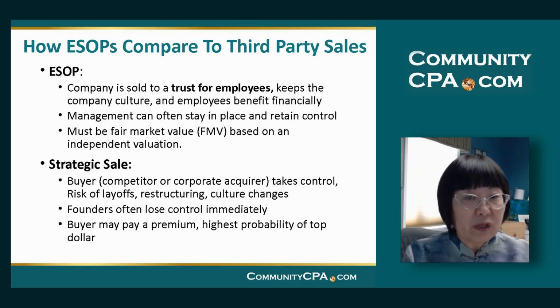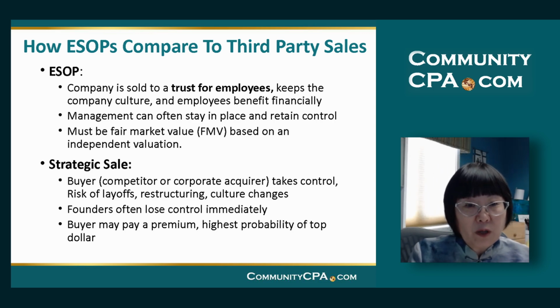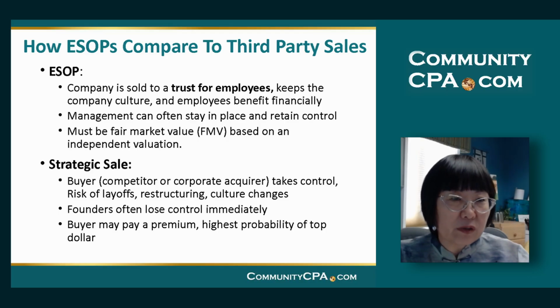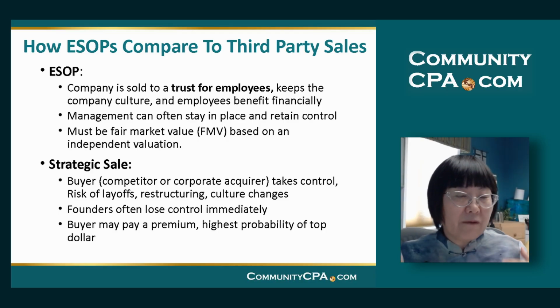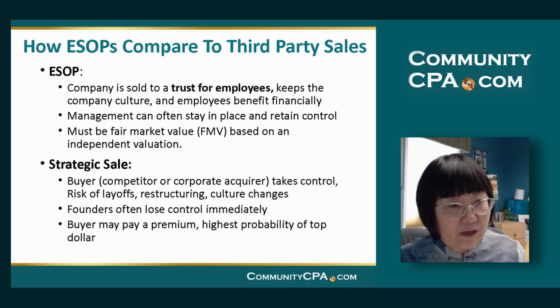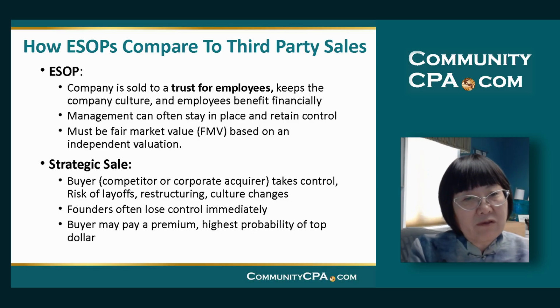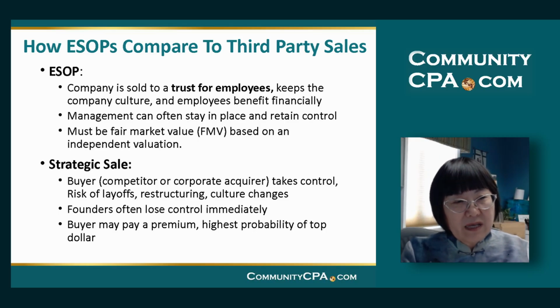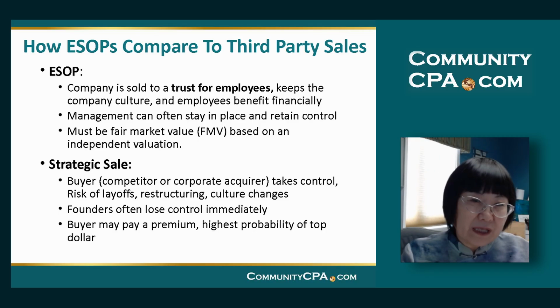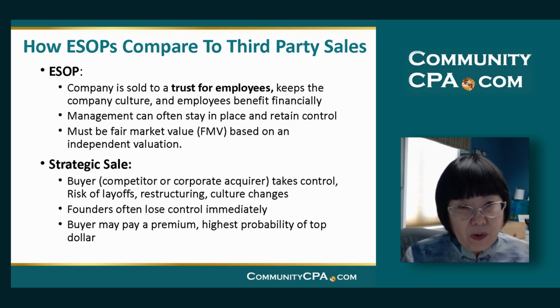But if you sell to a third party, it just depends on who your buyer is. You could end up with a premium price, where they give you 20 million to buy your fair market value 10 million company. That's very possible. Those kinds of third-party strategic sales, they're not ESOP sales, they could have a chance to sell for a lot more than what the ESOP fair market value would be.